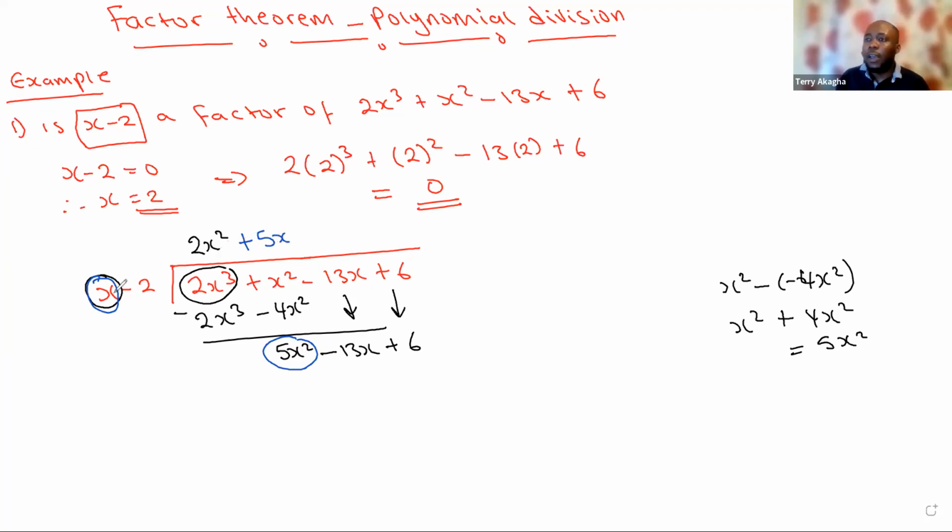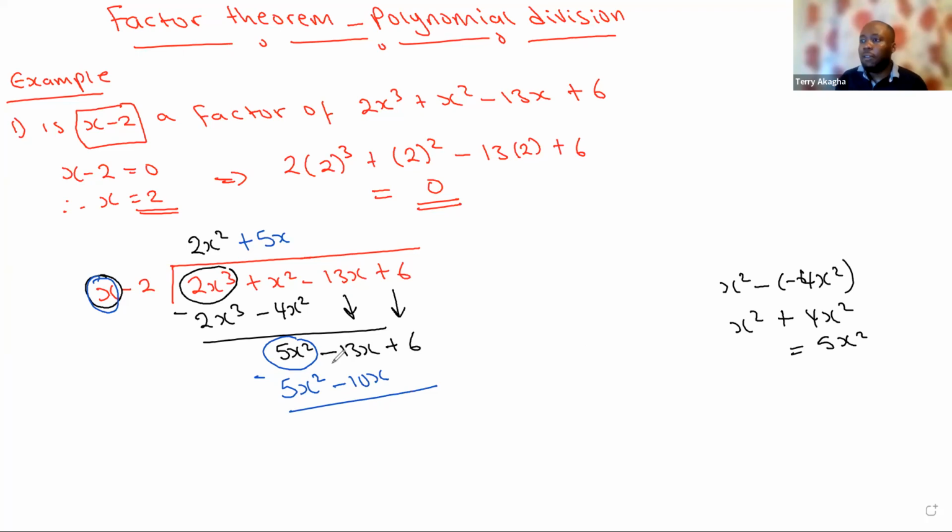It's going to be 5x times x, which gives you 5x squared. 5x times minus 2 is going to give you minus 10x. You subtract, and that gives you minus 5x. Minus 5x squared gives you 0.